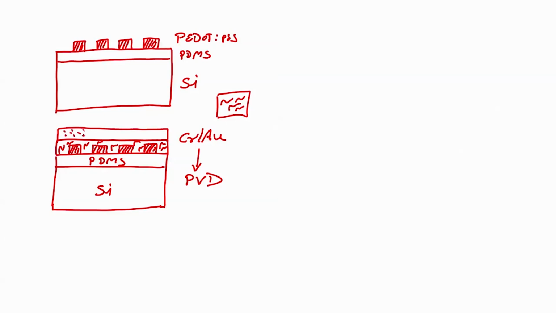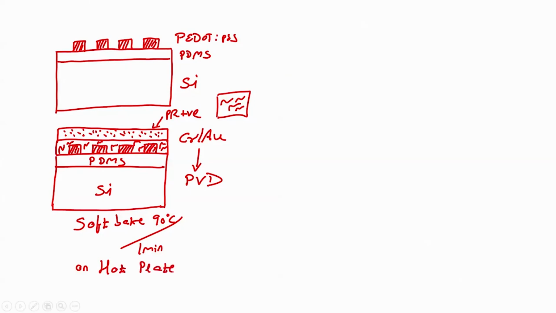The next step would be to spin coat photoresist, right. So, we have spin coated positive photoresist. After spin coating photoresist, the next step would be pre-bake or soft bake, right, soft bake at 90 degrees for 1 minute on a hot plate, right.